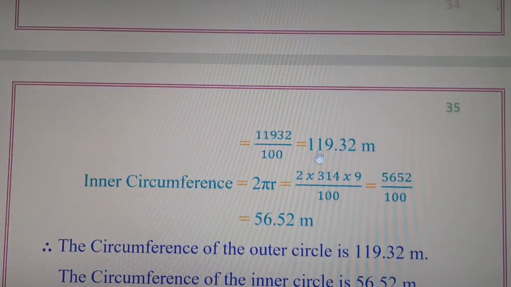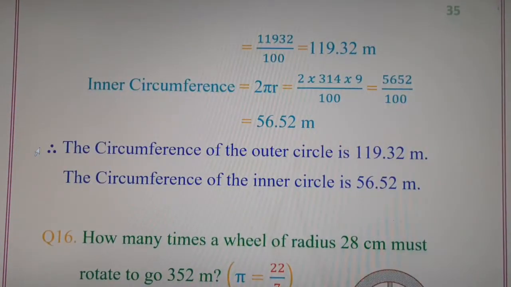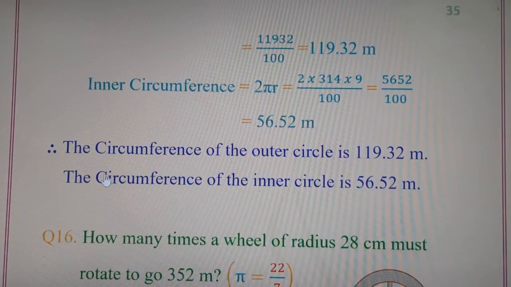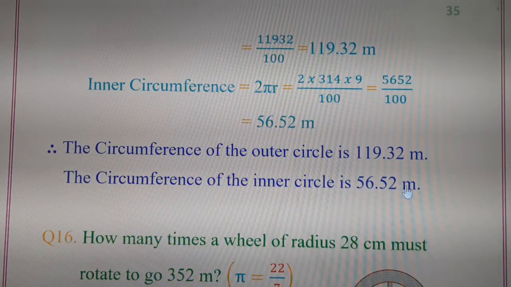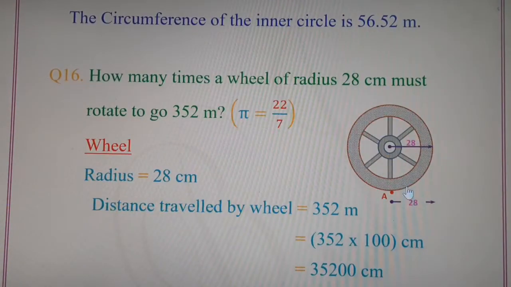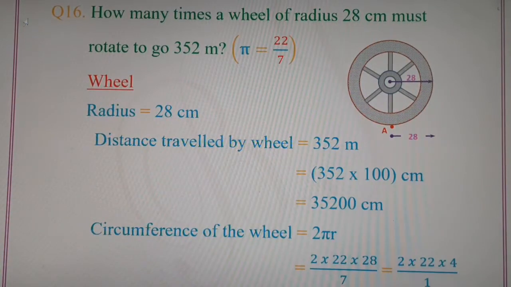Outer circumference is 119.32 meter and inner circumference is 56.52 meter. So we'll write down the answer statement as: therefore, the circumference of the outer circle is 119.32 meter and the circumference of the inner circle is 56.52 meter. So this will be our answer statement. Let's go to the 16th sum.